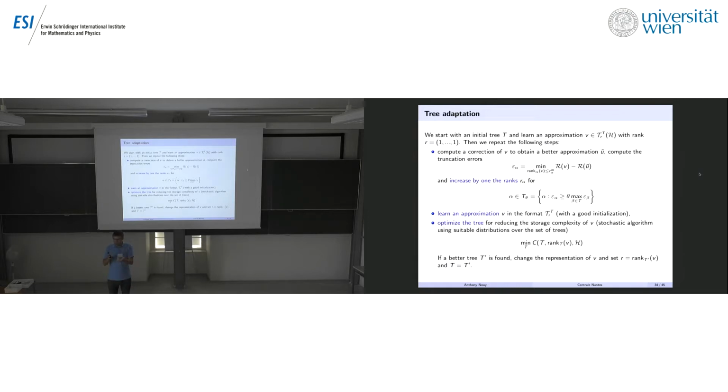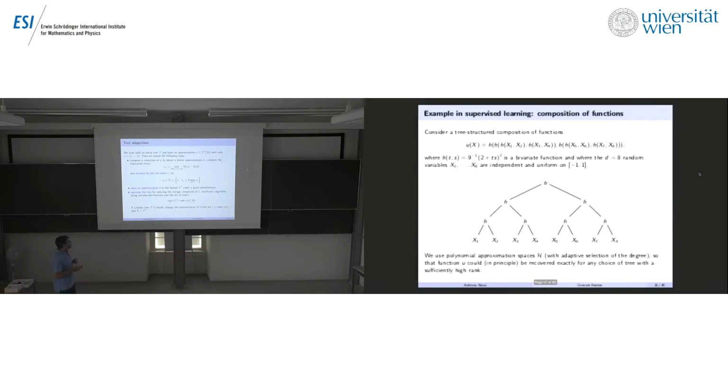You try to find a tree that decreases the representation complexity of this. If you find a tree that decreases the storage complexity or representation complexity, then you change the tree and you go back to the rank enrichment step. Let me give you two examples here.